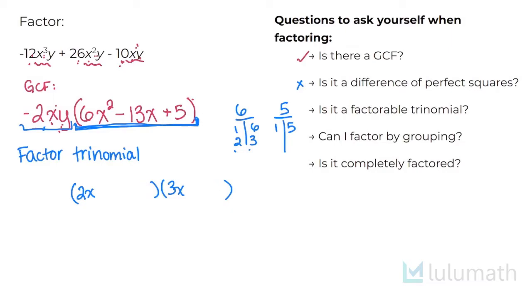So let's go ahead and try to swap the 1 and the 5. So I'll put the 1 here and I'll put the 5 here. So my outer 2x times 5 is 10x. My inner is 1 times 3x, which is 3x. And if they are both negatives, then I can get negative 13x.